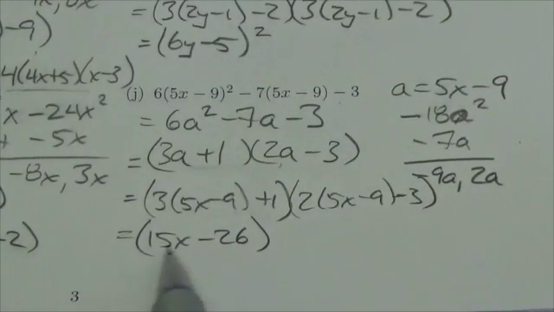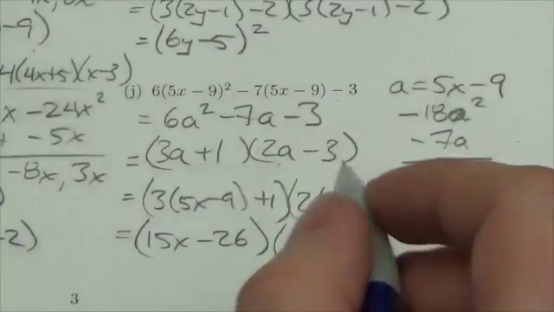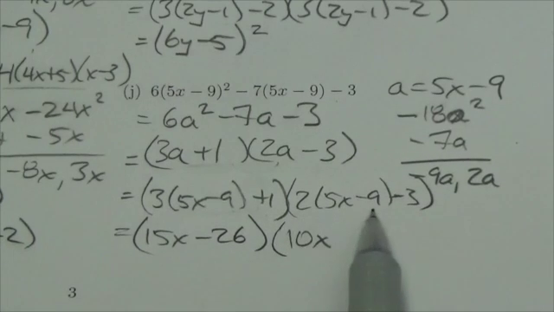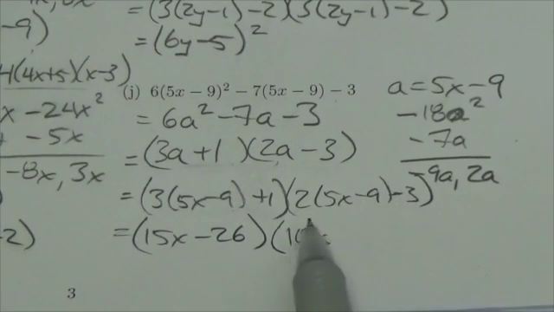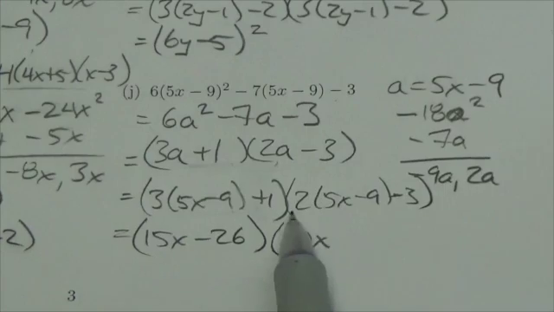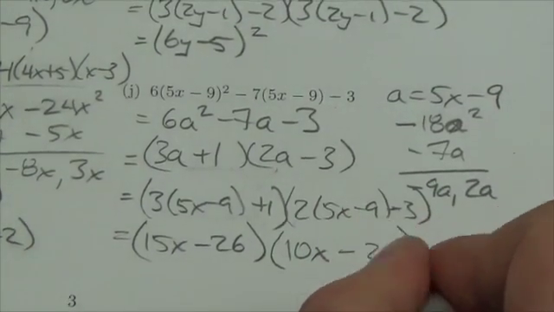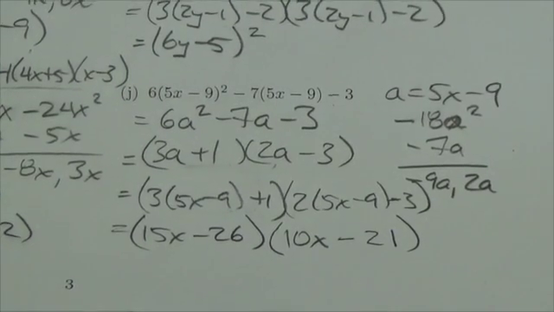Now just take a quick look at this. Is there anything common between those two? Nope, so let's move on. This next one is going to become 2 times 5x, which is 10x. Then you're going to get 2 times negative 9, which is negative 18, minus 3. Now it's not multiplied by negative 3, that's subtracting 3 inside that binomial. So that's going to be negative 18 minus 3, and that ends up being negative 21. And is there anything common between the 10 and the negative 21? The answer is no. So that is the final factored form.